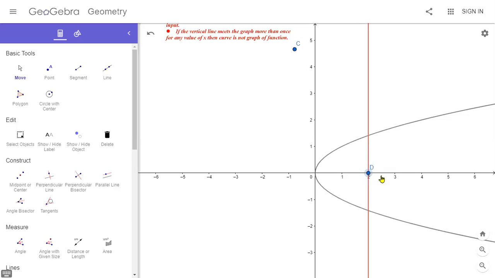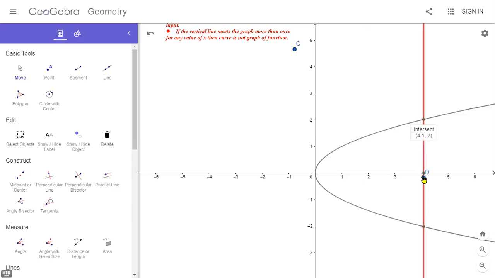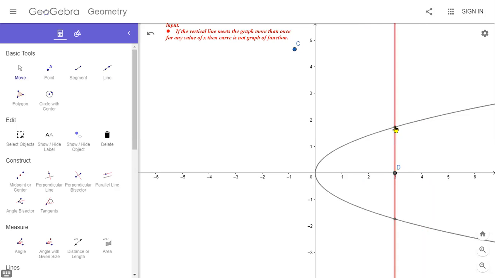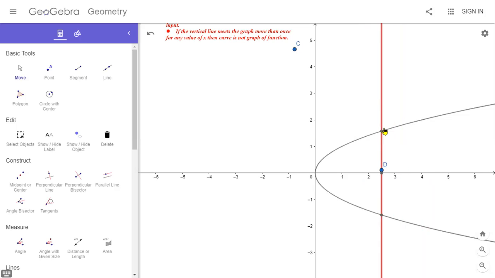We can take any value of x here. It always touches two times at most. We can easily see that here is the touching point, here is the next meeting point. So we can say that it touches more than one time.